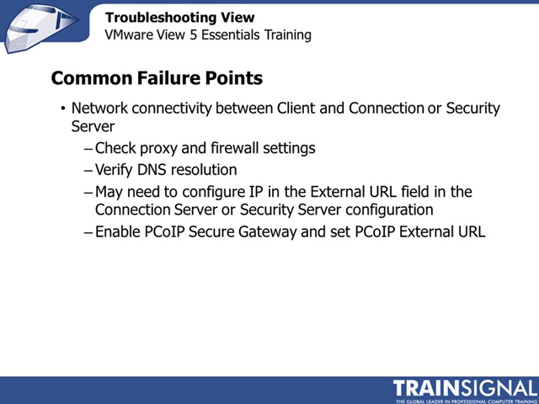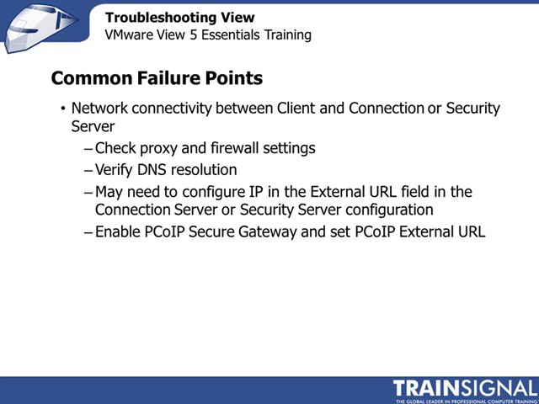When using a security server, you'll also need to make sure to enable the PC over IP secure gateway functionality and set the proper PC over IP external URL. Otherwise, the security server may not pass through PC over IP connections, or may be forcing the View client to connect to an internal URL rather than the external URL that they'll need to use.